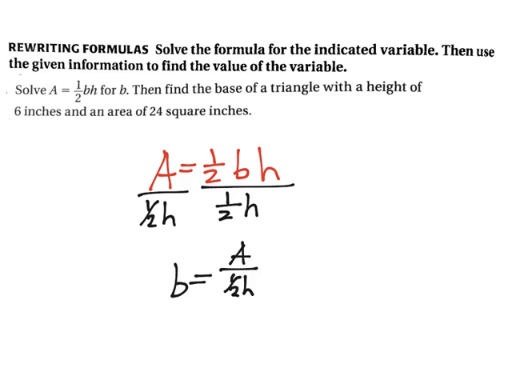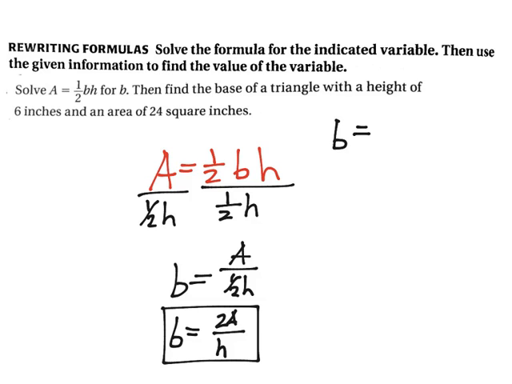And we really shouldn't have fractions on the bottom, so we flip and we multiply when we divide. So instead we're going to get b equals, and when I flip 1/2 I get 2 over 1, so 2A over h. That's the formula. Now we need to plug in the other two variables, and we get b equals 2 times 24 over 6. End up with 8.